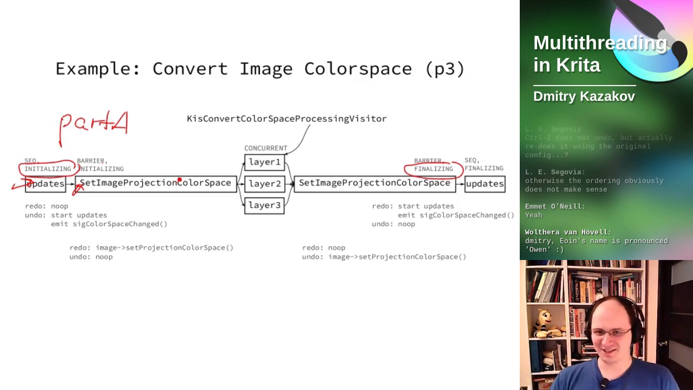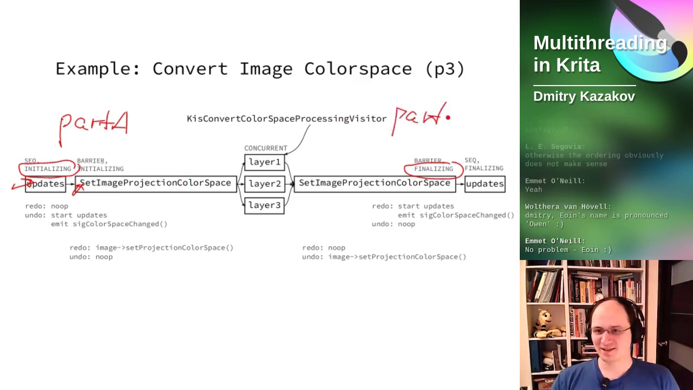So instead of undo and redo, these commands have part A and part B. When you want something to execute in the beginning of the action, you put it into part A of this command, and when you want to execute it in the end of the action, you put it into part B. And the left symmetric part, you mark it as initializing, and the tail part you mark it as finalizing.